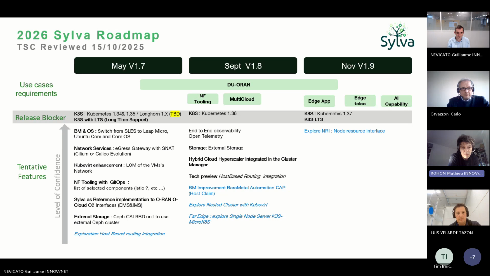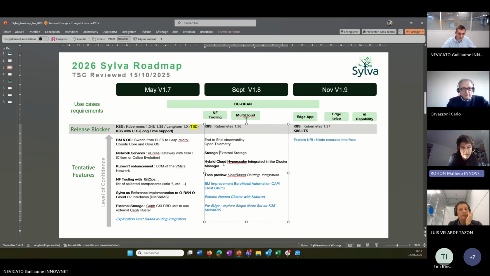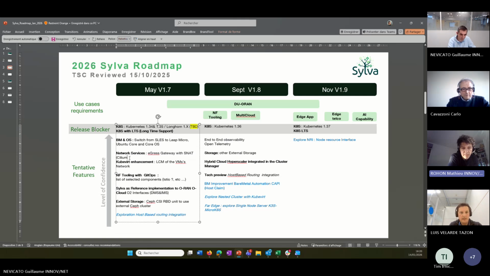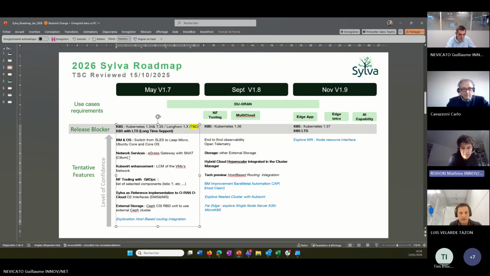Concerning network services for 1.7, we will keep investigating how to implement egress gateway with SNAT based on Cilium. For Calico, we are still stuck with what the Calico open source version provides. So there is no option to consider Calico here, but Cilium we can still consider.